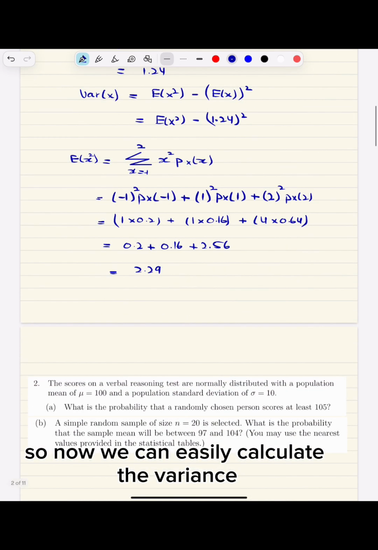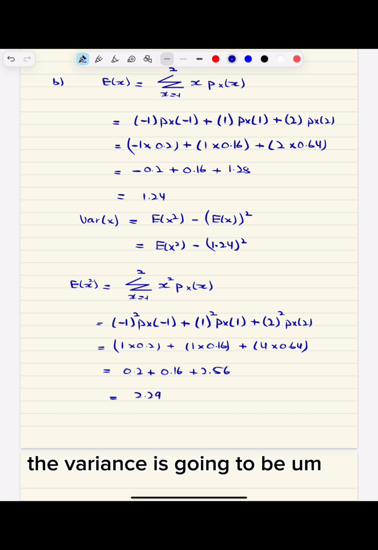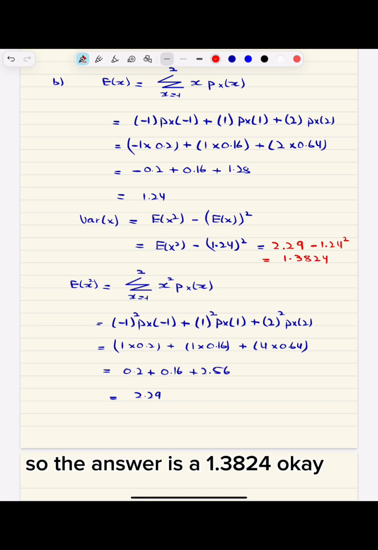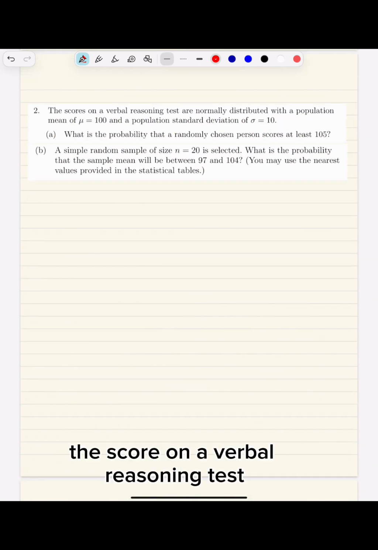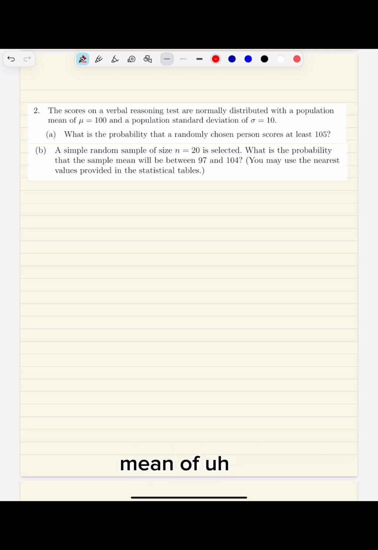So now we can easily calculate the variance. The variance is going to be 2.92 minus 1.24 to the power 2. So the answer is 1.3824.